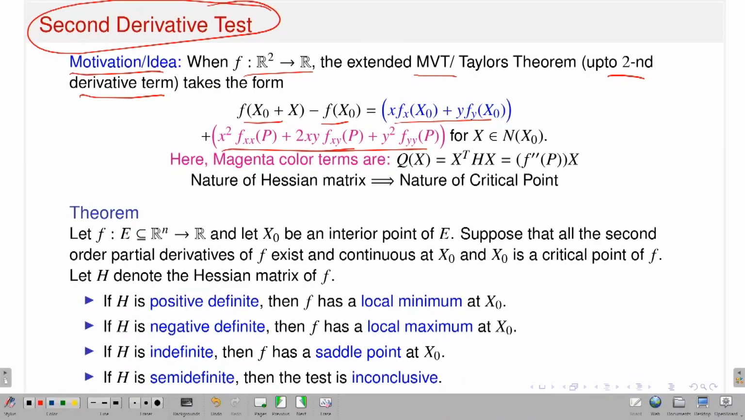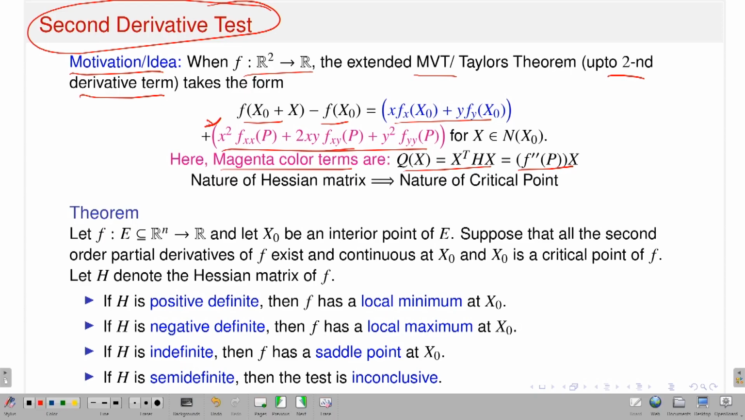Okay. So now here I have written that the magenta color, that means this color, is x squared f_xx at p plus 2 times xy f_xy at p plus y squared f_yy at p. Now, this term you can write in terms of the quadratic form. What is that? This is Q of x, which is nothing but x transpose H x, and that is exactly equal to your double derivative at the point p acting on x. Just now I have discussed this in my last slides.